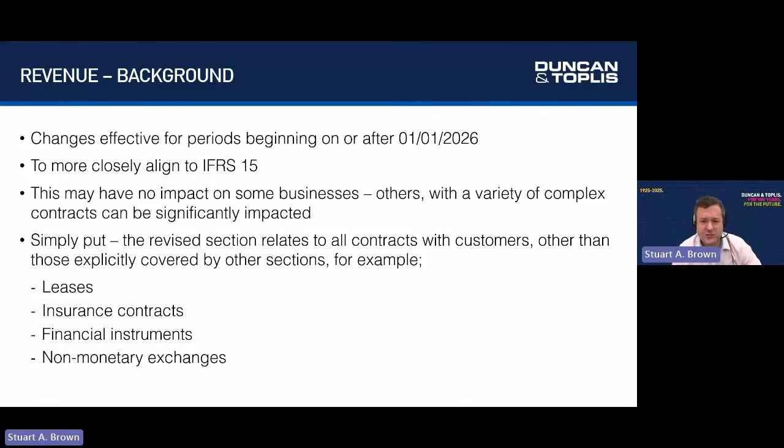The revised section relates to all contracts with customers other than those covered by other areas of FRS 102. So, for example, leases, insurance contracts, some financial instruments, and non-monetary exchanges like barter exchanges, which are very rare, but just for completeness, we've included that.